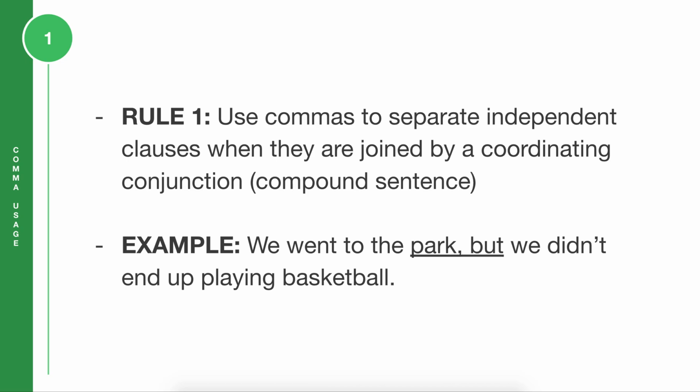Then we have, but we didn't end up playing basketball. We didn't end up playing basketball, again, is an independent clause. And what we're doing here is we're combining 2 independent clauses into one sentence. So when we do that, we are going to put a comma and a coordinating conjunction, a fanboy, between those 2 independent clauses. That is rule number 1 for using commas.